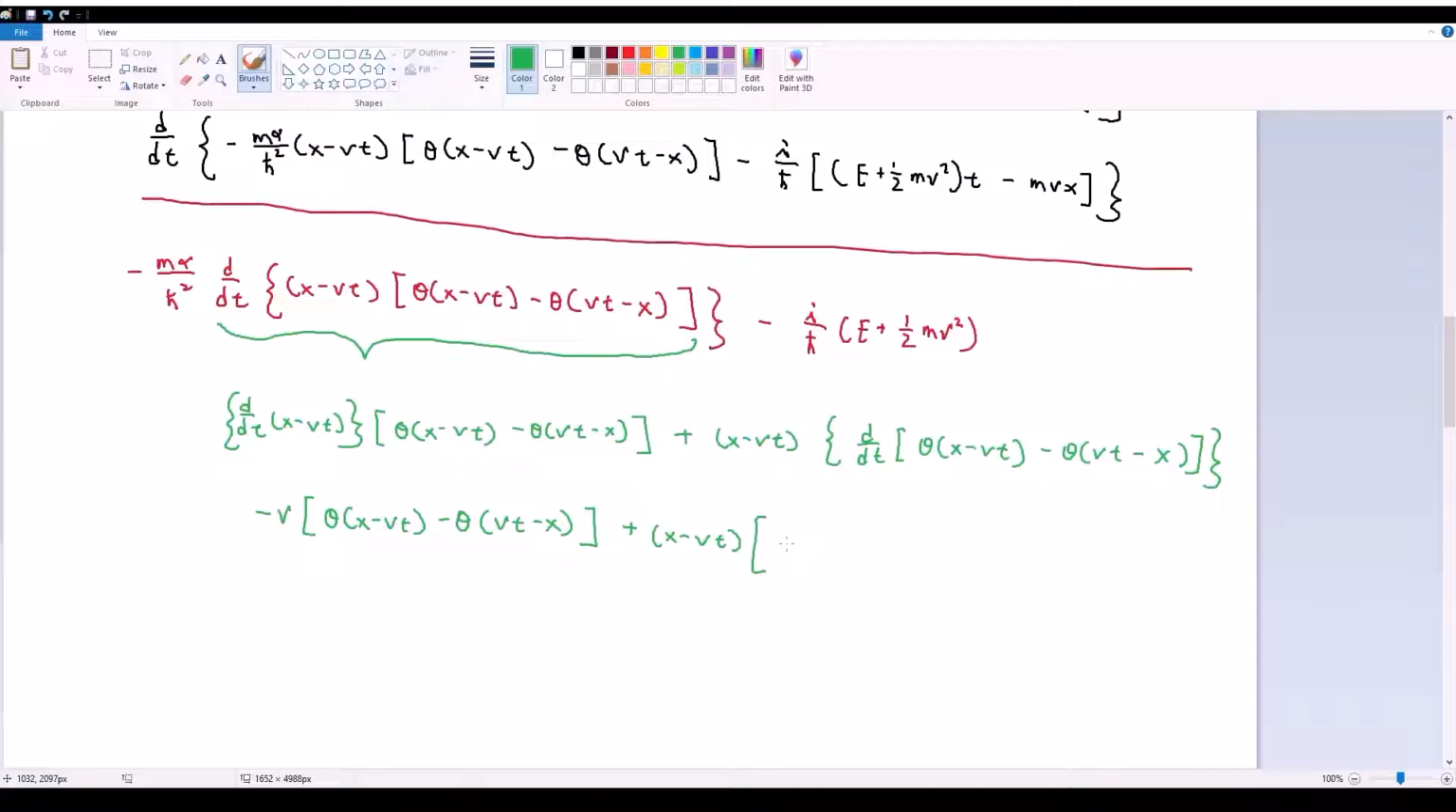So this is going to be negative v times the derivative of the step function, which is going to be a Dirac delta function of x minus vt, as we've defined up above, subtracted by the derivative of vt minus x, which is positive v with respect to time. So minus v times the Dirac delta of vt minus x. My apologies.